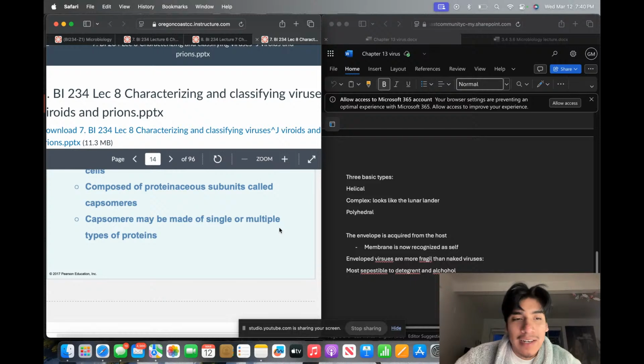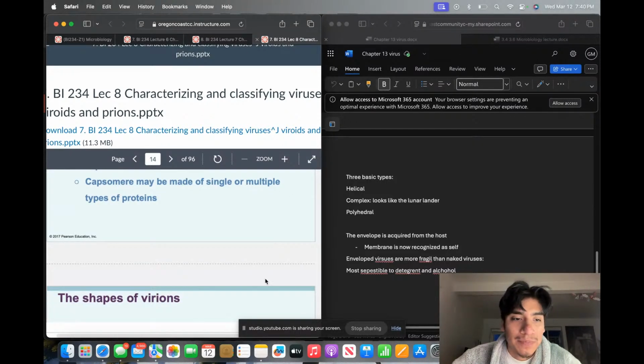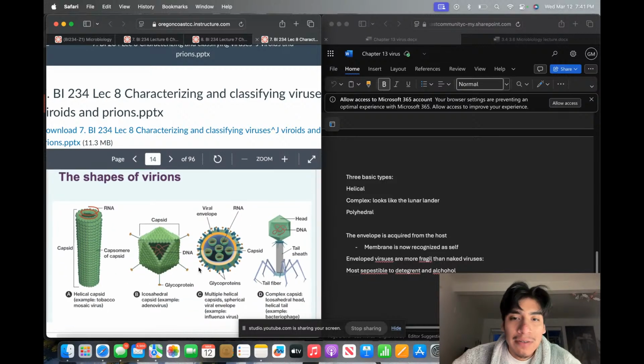The capsomeres are just varied assemblies of proteins, and capsomeres make up the capsid, and so that's how it creates a sort of lock and key to adhere to host cells. The shapes of virions. All right, so here, helical. That one's easy to remember just because helix, circular, and coil shaped.